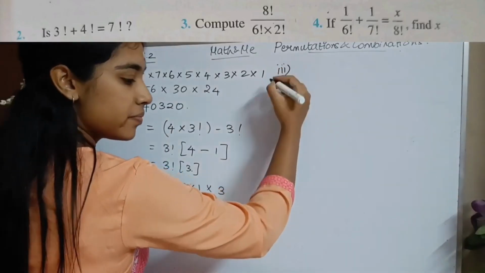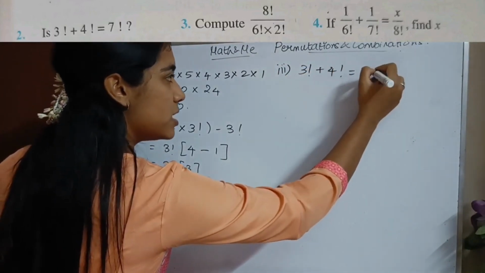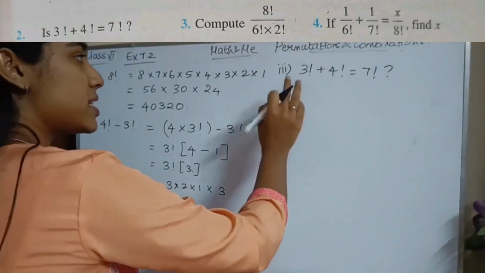Third subsection is 3 factorial plus 4 factorial equals 7 factorial? Okay, this is not true. Never do this. We'll prove it.